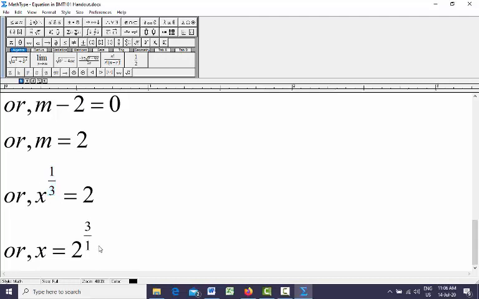As I said in my last class, if you have 1 in the denominator, you don't need to write it. So you can write it like 2 power 3. So 2 power 3 is 8. So that is the answer for x. The value of x is 8. I hope you have understood this one.